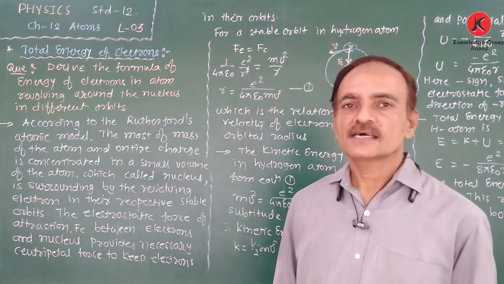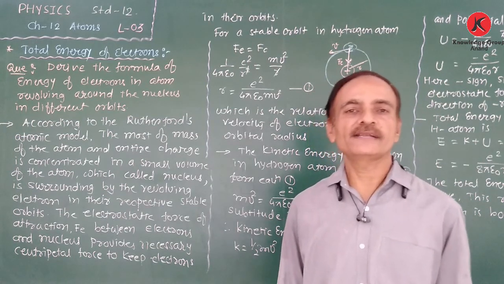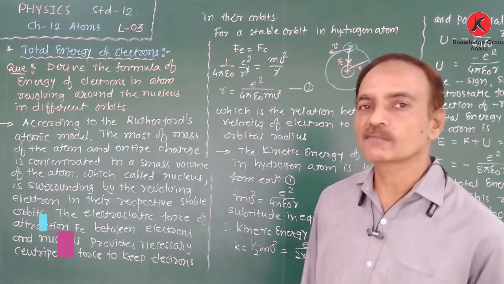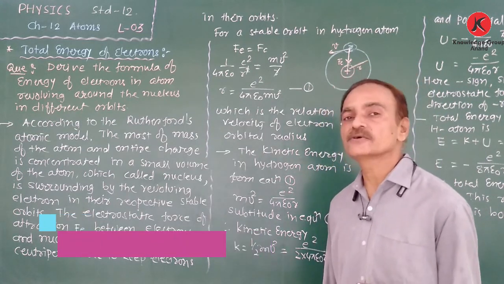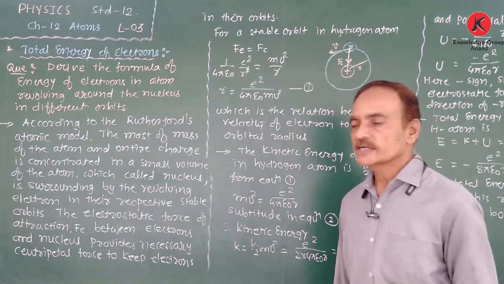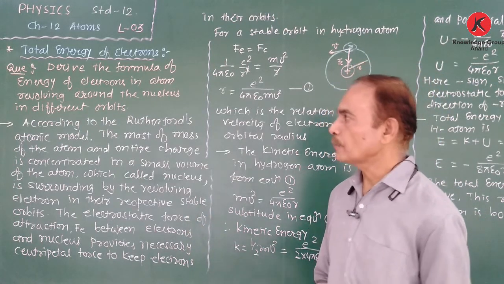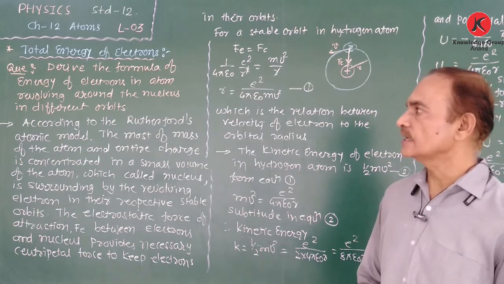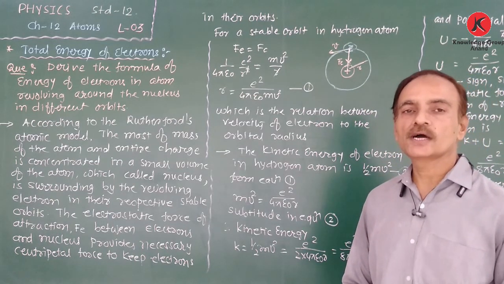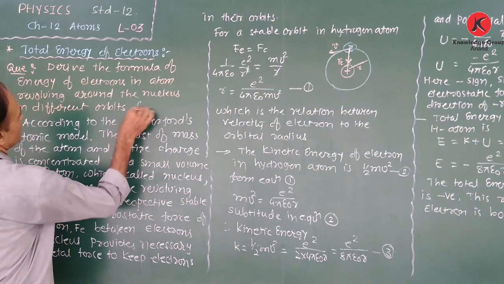Good morning, friends. Last time we discussed the Rutherford atomic model and its limitations. Now, what is the total energy of an electron in a hydrogen atom? This is the most important, frequently asked question. Here is the formula for the energy of an electron revolving around the nucleus in different orbits, and here we have the equation for the hydrogen atom.